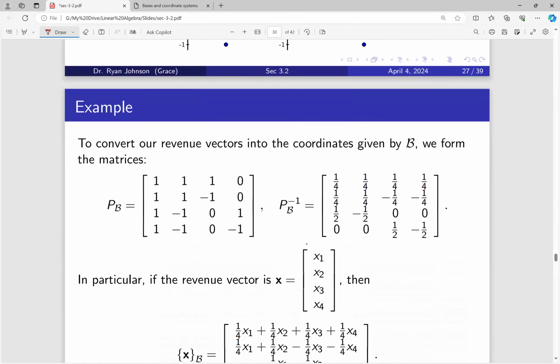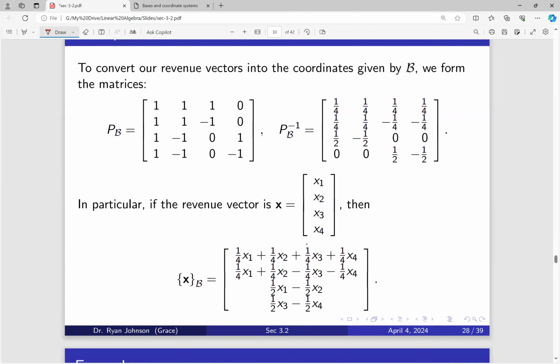So that means put those vectors in as columns for PB. PB inverse is just computing the inverse in Sage. So for instance, if I just have an arbitrary one here, then running this times that gives me this. Look at that. That's the average.